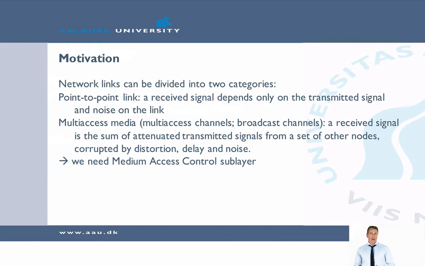This is, for example, when we have a broadcast channel, or if we have a wireless spectrum that is to be shared between different devices. Then if you look at it from the receiver perspective, what you receive is the sum of all the signals that have been transmitted, and then there can be distortion, delay, and noise interfering with it. So in order to handle this more challenging problem, we need the medium access control sublayer, or the MAC layer.